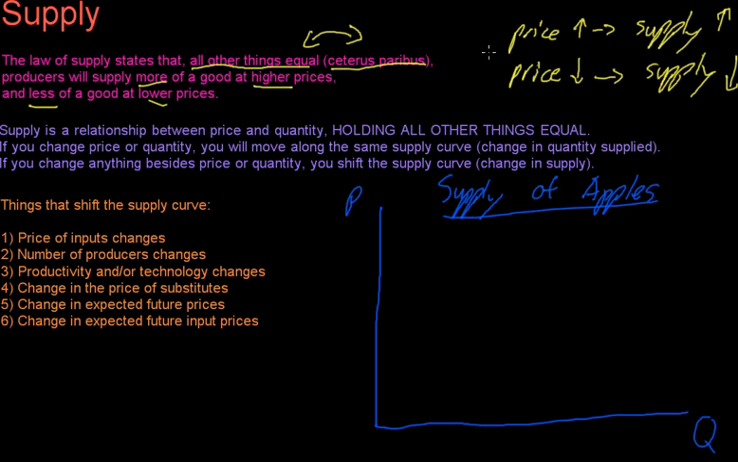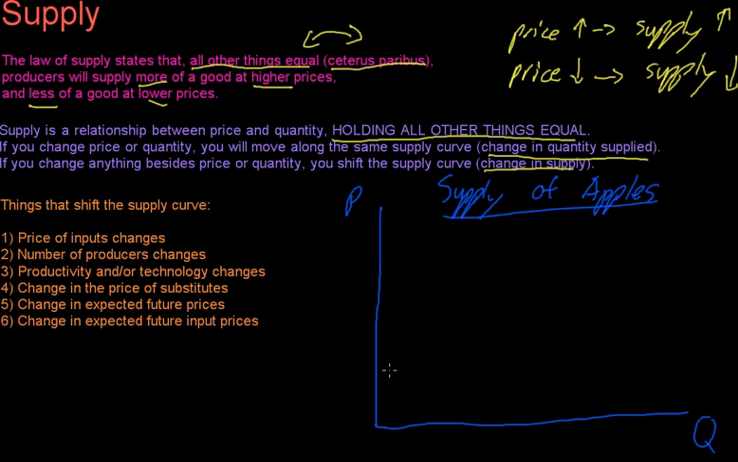Okay, so the next thing is that supply is a relationship between price and quantity, again, holding all other things equal. So if you change anything besides price or quantity, this last line here, you shift the supply curve, which is a change in supply. But if you change price or quantity, you will move along the same supply curve, and we call that a change in quantity supplied. So now I want to go ahead and talk about drawing a supply curve.